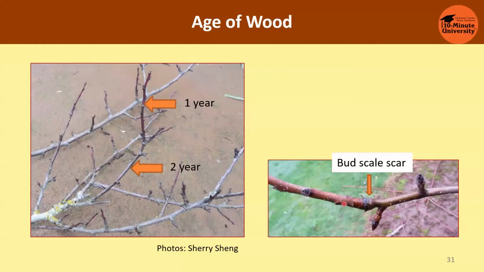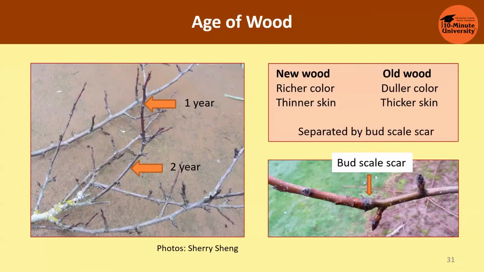So if you look at this branch here, do you think the left side or the red side is newer wood? But these are your clues. You can tell by the color, and if you're in front of the branch, you can tell by the thickness of the skin. Okay, so the left side is the younger wood.